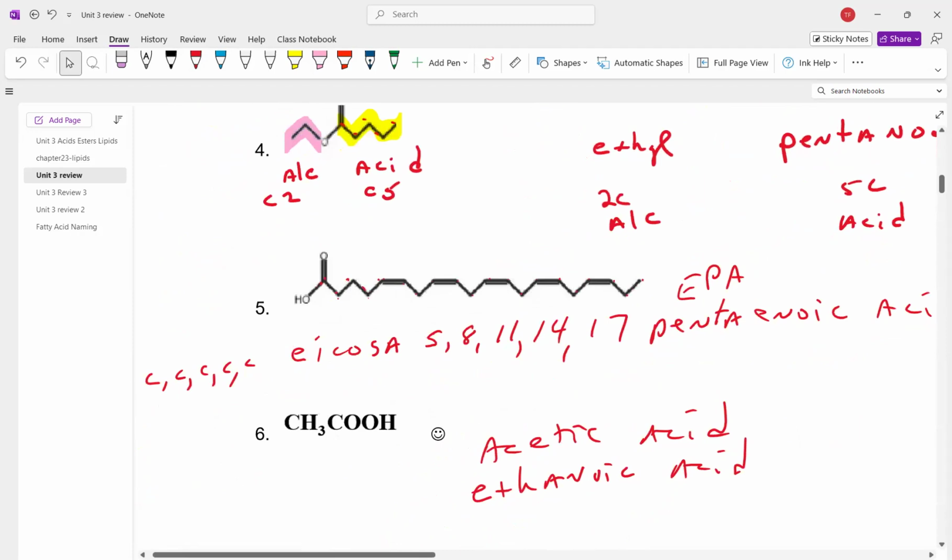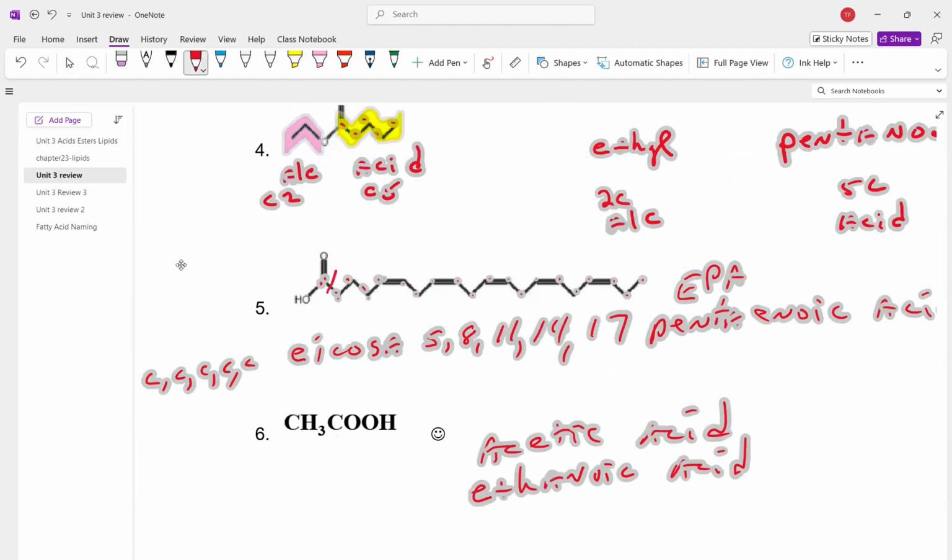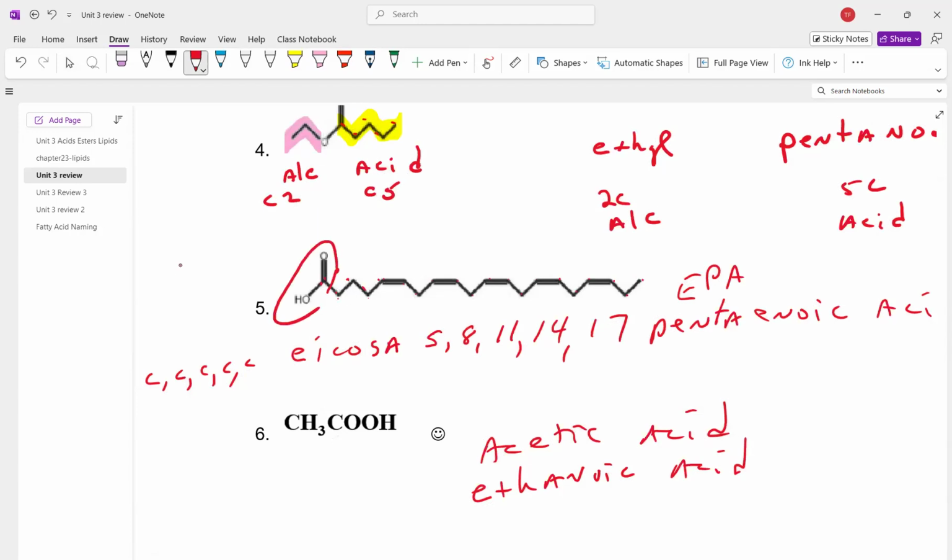So right away you're saying, whoa, I'm going to name this guy. Well, you can name it a couple different ways. First of all, you need to know what is it. Okay, one, it's an acid. And it's a long acid with a lot of cis double bonds in it. So we have 1, 2, 3, 4, 5, 6, 7, 8, 9, 10, 11, 12, 13, 14, 15, 16, 17, 18, 19, 20. So it's one of the 20 carbon acids.